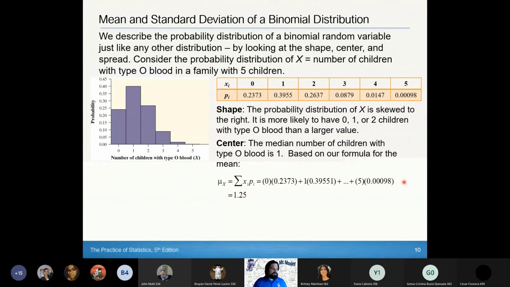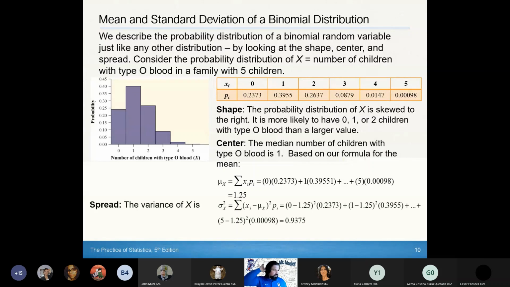Again, this is the formula for mean that we've used throughout this chapter, right? The mean is equal to that outcome times the probability of that outcome plus second outcome times probability of second outcome, and so on. We only have 5 possible outcomes, so there's that calculation. The spread, right, the variance of X is given by this mess of a calculation, which is again the difference between the outcome minus the mean squared times probability of that outcome, right? And we do all of the outcomes. We get 0.9375, which results in a standard deviation of about 0.968.